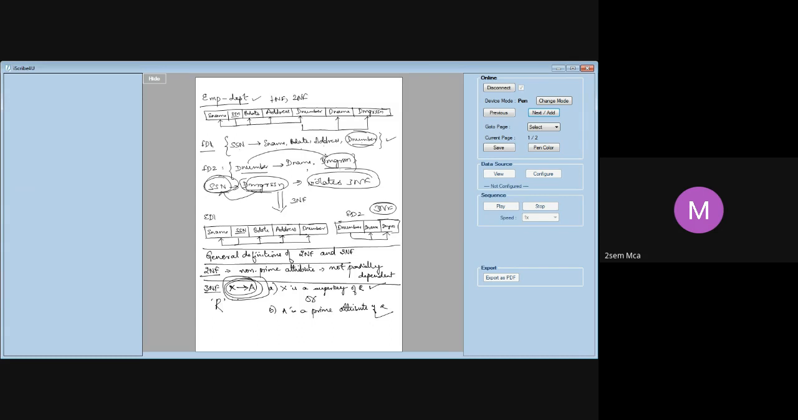Another definition of third normal form is what? A table is said to be in third normal form if whenever a functional dependency X determines A holds, then X should be a super key of R or A should be a prime attribute of R. One of these conditions has to be satisfied. Then we say that the functional dependency does not violate 3NF and hence your table is said to be in 3NF. Okay. Let us take one example and see both these definitions or both normal forms.